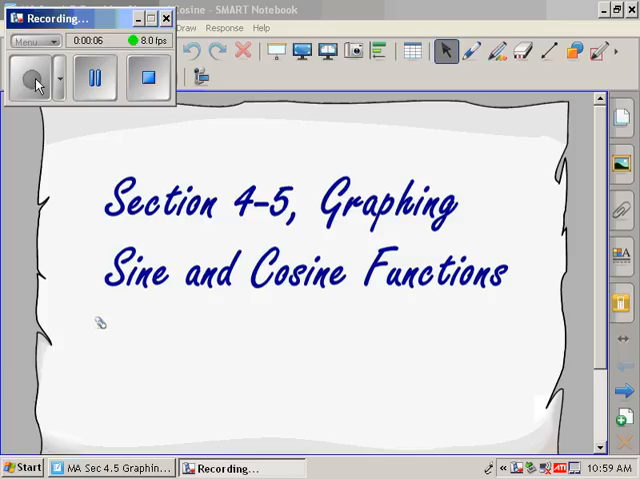Hello class. I hope you're ready to do the graphing of sine and cosine functions today. Section 4-5, we're jumping right in the middle of chapter 4, and only going to do 2 sections here. I hope you have your notes out and you're ready to write. You might want a straight edge so you can draw some little graphs.